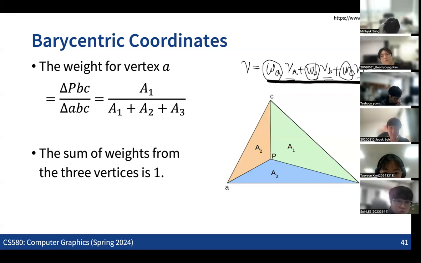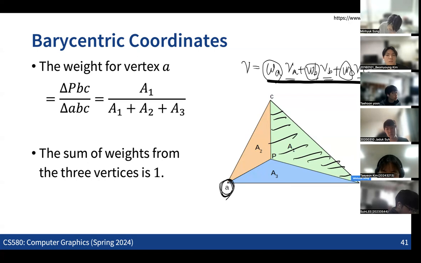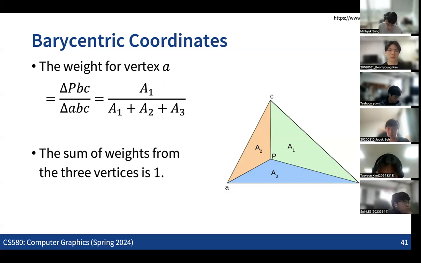So if you divide this triangle into these three small pieces like this, the weight for this vertex can be computed as the area of this triangle over the area of the entire triangle. And also the weight for the vertex B can be computed as the ratio of the area of the A2 and the entire triangle in the same way. So these are exactly the same computation as doing the linear interpolation twice by just drawing the line like this. You can check yourself. Now, how can you get the weights for those cases?